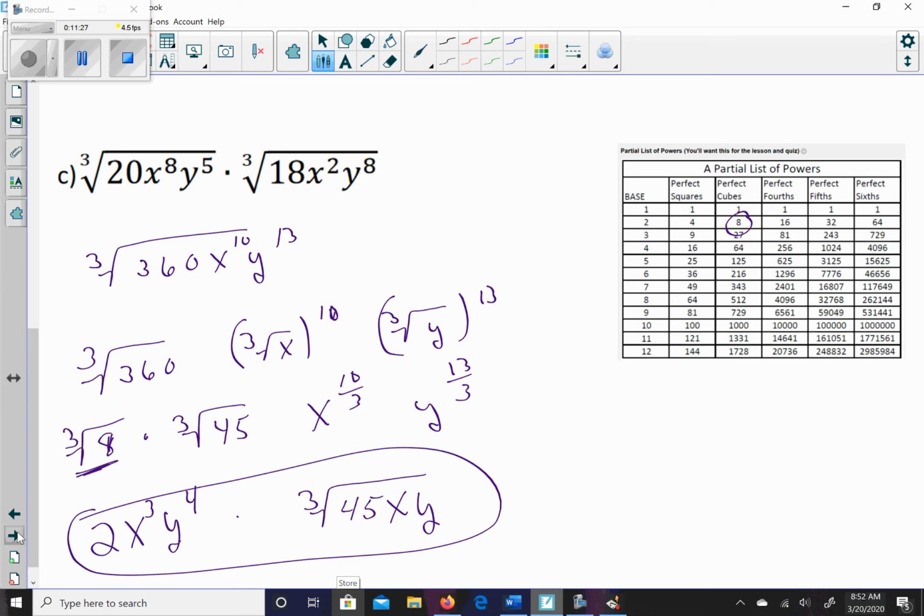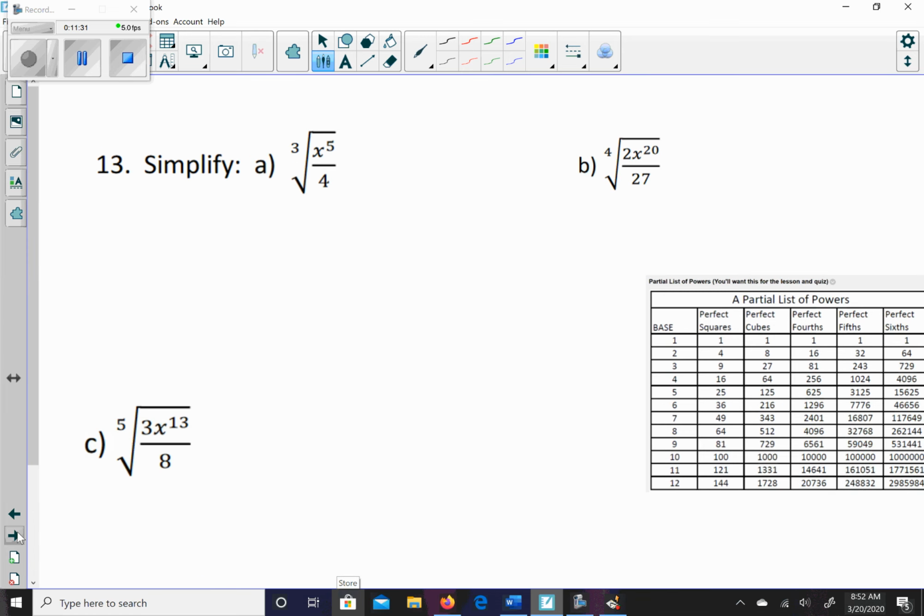Okay, looking at the next one. It wants me to simplify. So remember again, I'm separating this as a cubed root of x to the 5th, and then the cubed root of 4. And again, I'm going to multiply by some number so that this is a perfect cube. So I'm going to worry about that first before I do anything else.